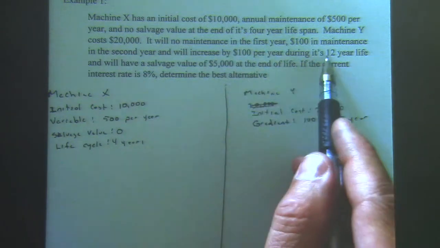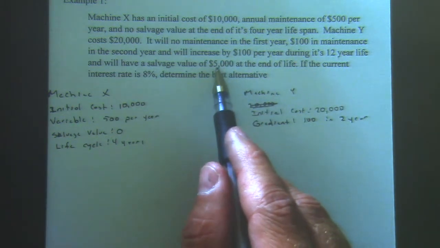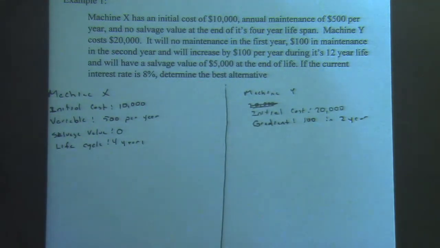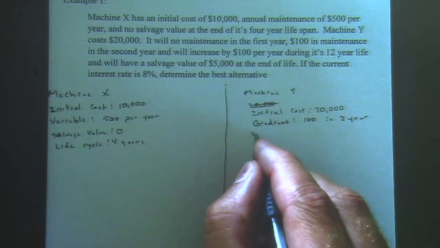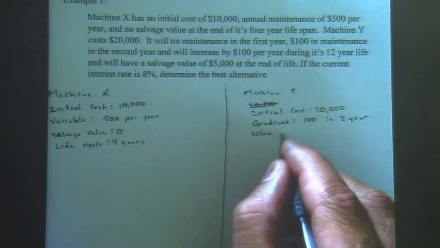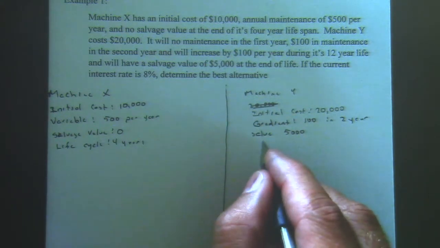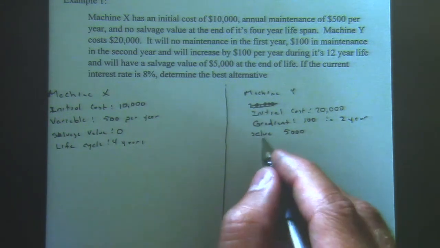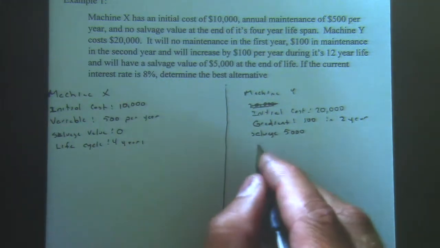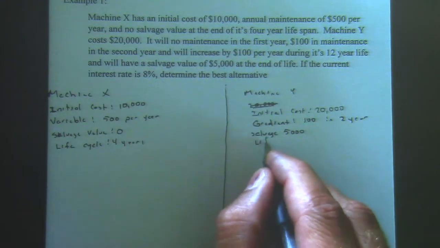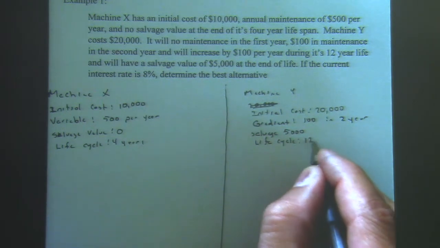The life cycle of this piece of equipment is 12 years, and at the end, we have a $5,000 salvage value. So what we're going to see is that the salvage value is $5,000, and the life cycle is 12 years.